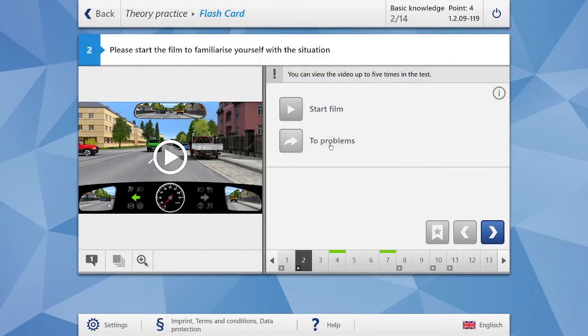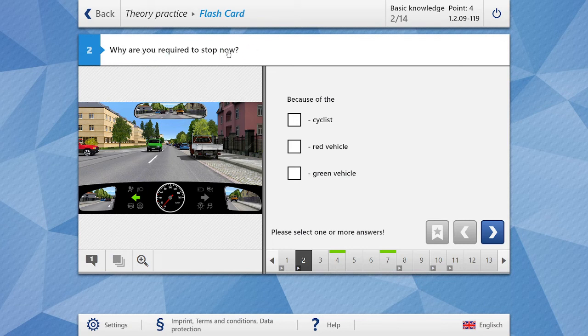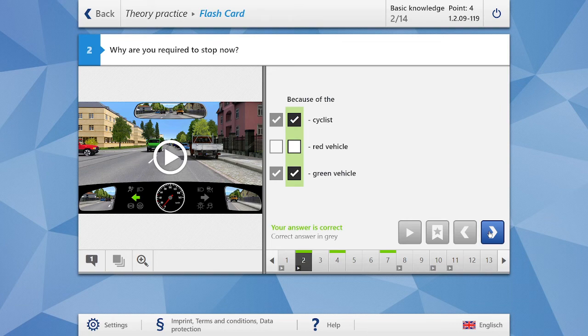Now, let's look at the questions. Why are you required to stop now? You are moving out of the priority road, right? So you should respect the oncoming vehicles. So clearly we saw two oncoming vehicles. One is the cyclist, right? And one was the green vehicle. And the red vehicle is just joining the priority road, so it must yield way to us. We have the right of way over the red car. So the option is cyclist and the green vehicle. Let's move forward. Yes, that was correct.